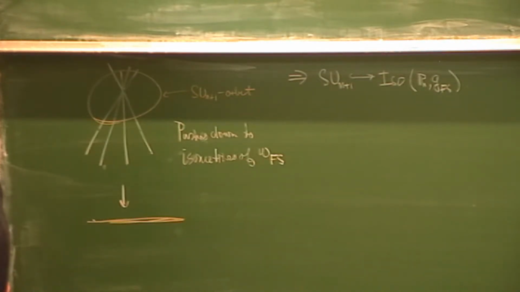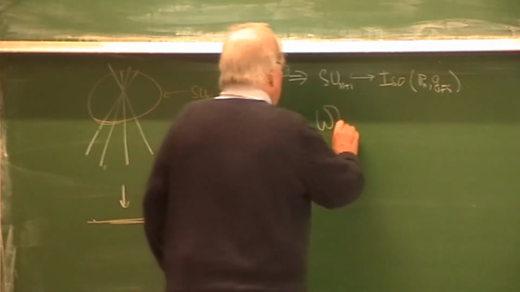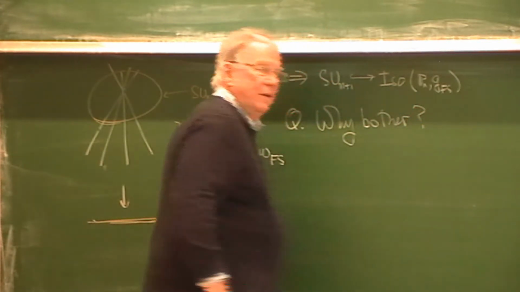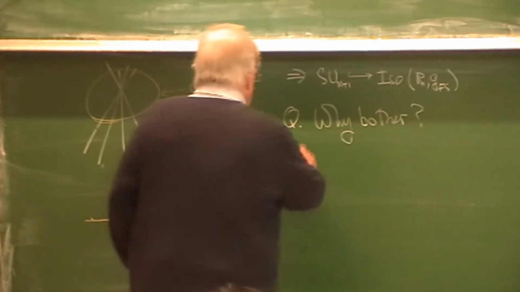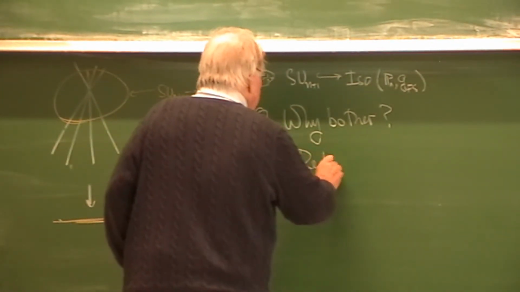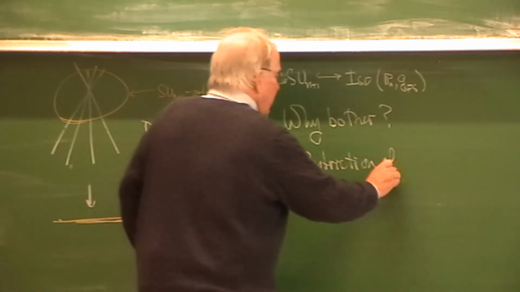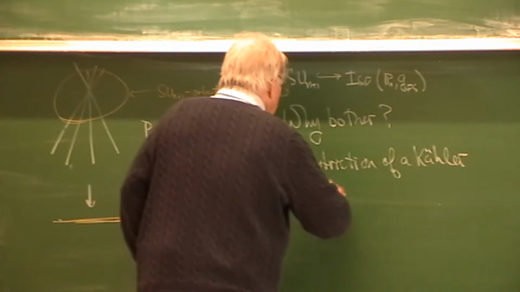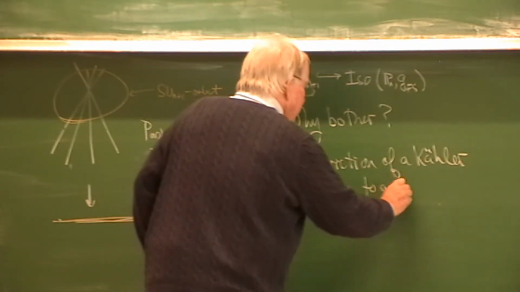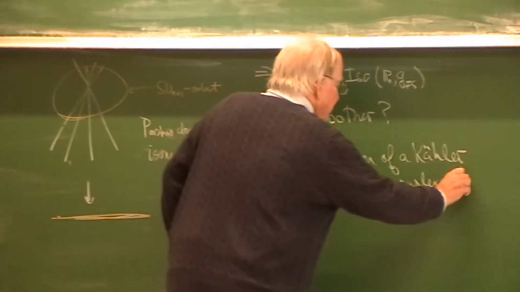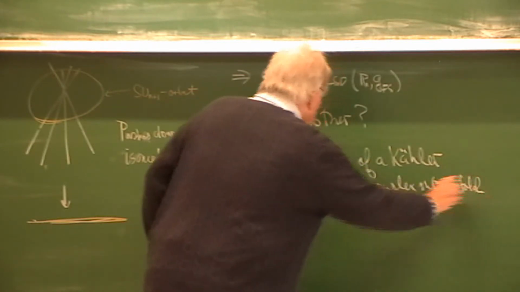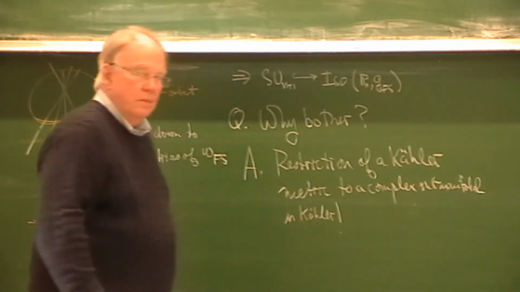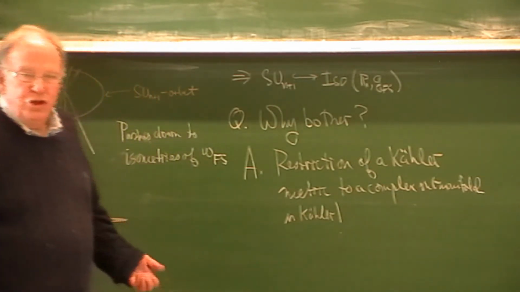Okay, that's that. Now, why in the devil did I do this? Why bother? Well, I think projective space is interesting. This is my question, so I get to ask the question. Why bother? And the answer is immediate. The restriction of a Kähler form or metric to a complex submanifold is Kähler. Check it. You just need to check it.